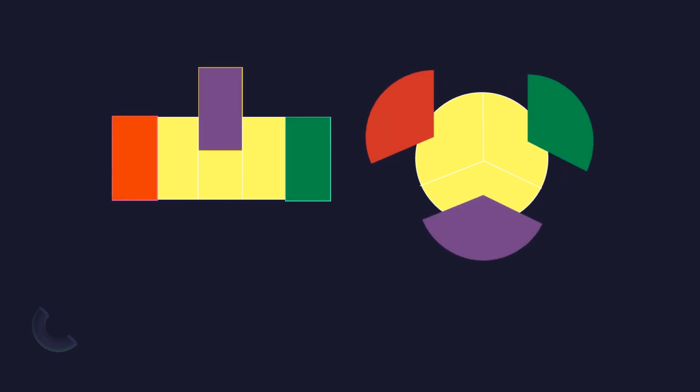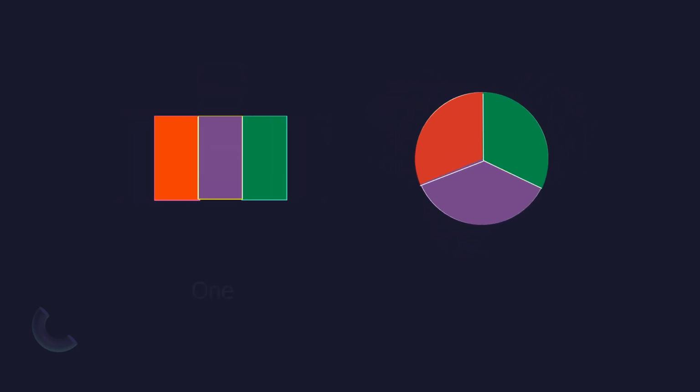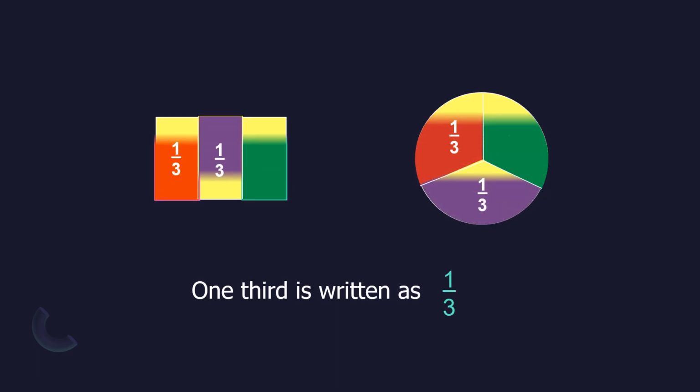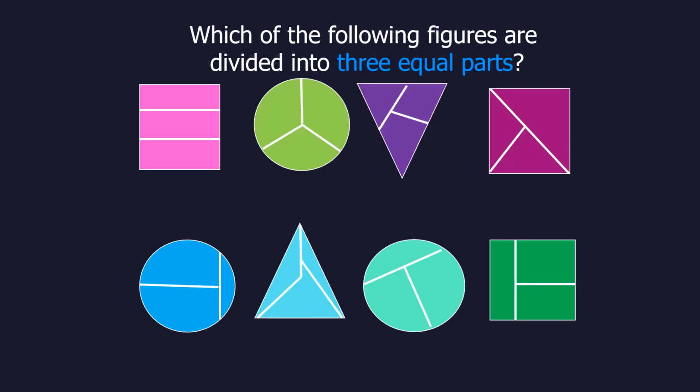Now look at these two pictures. The first rectangle and the circle are divided into three equal parts. Yes. So each part is called 1/3. So 1/3 is written as 1/3. Each part is 1/3.